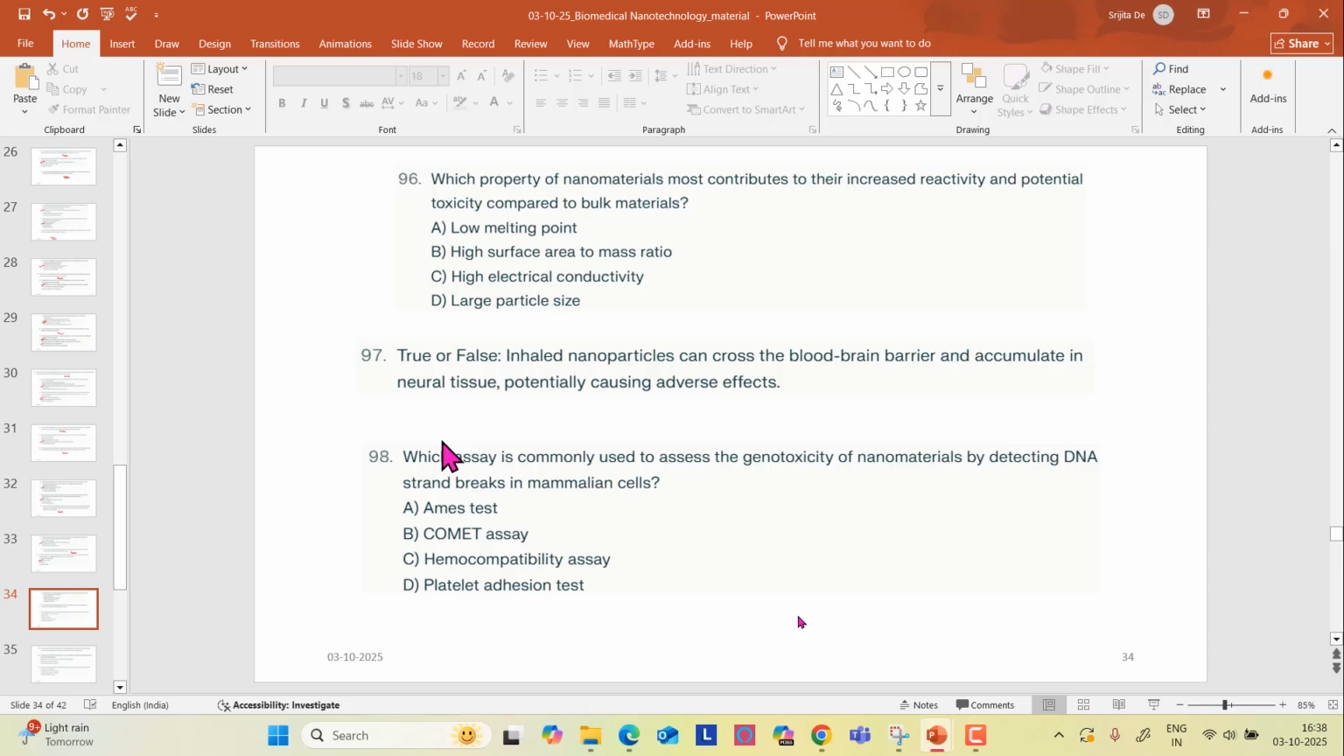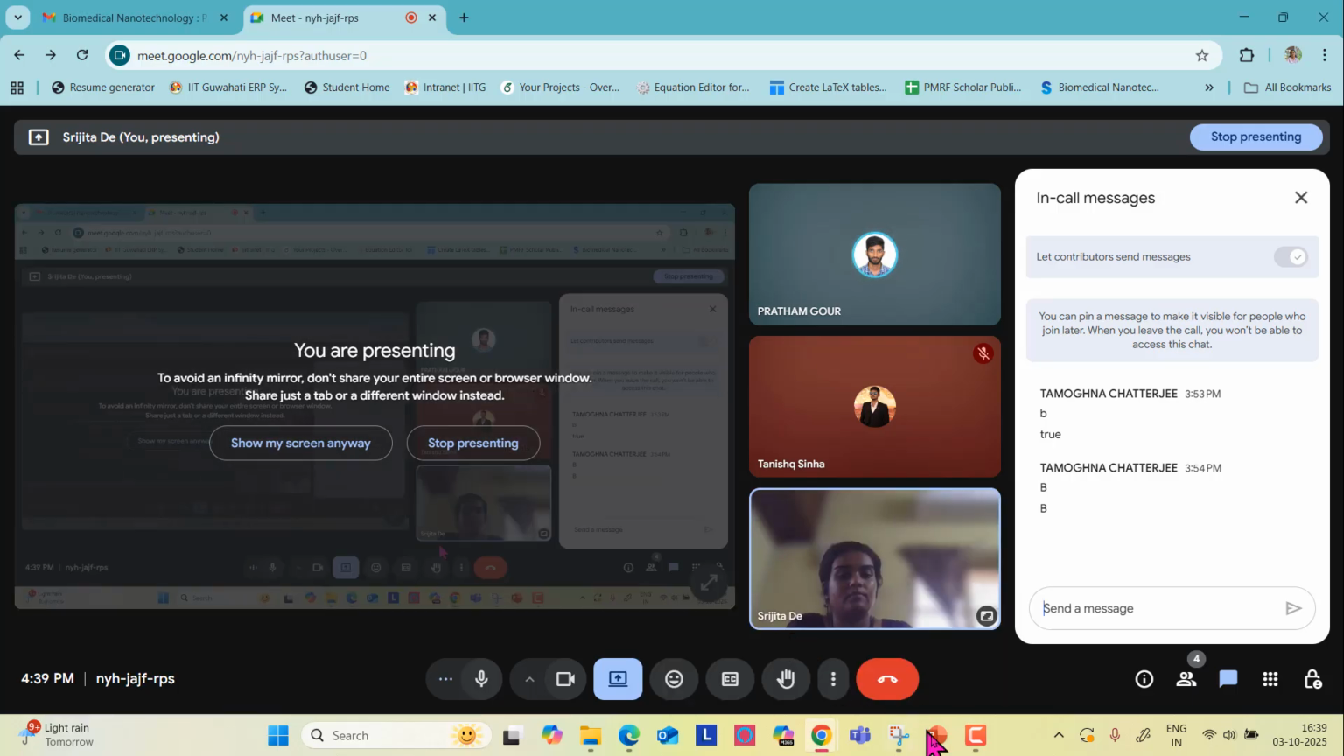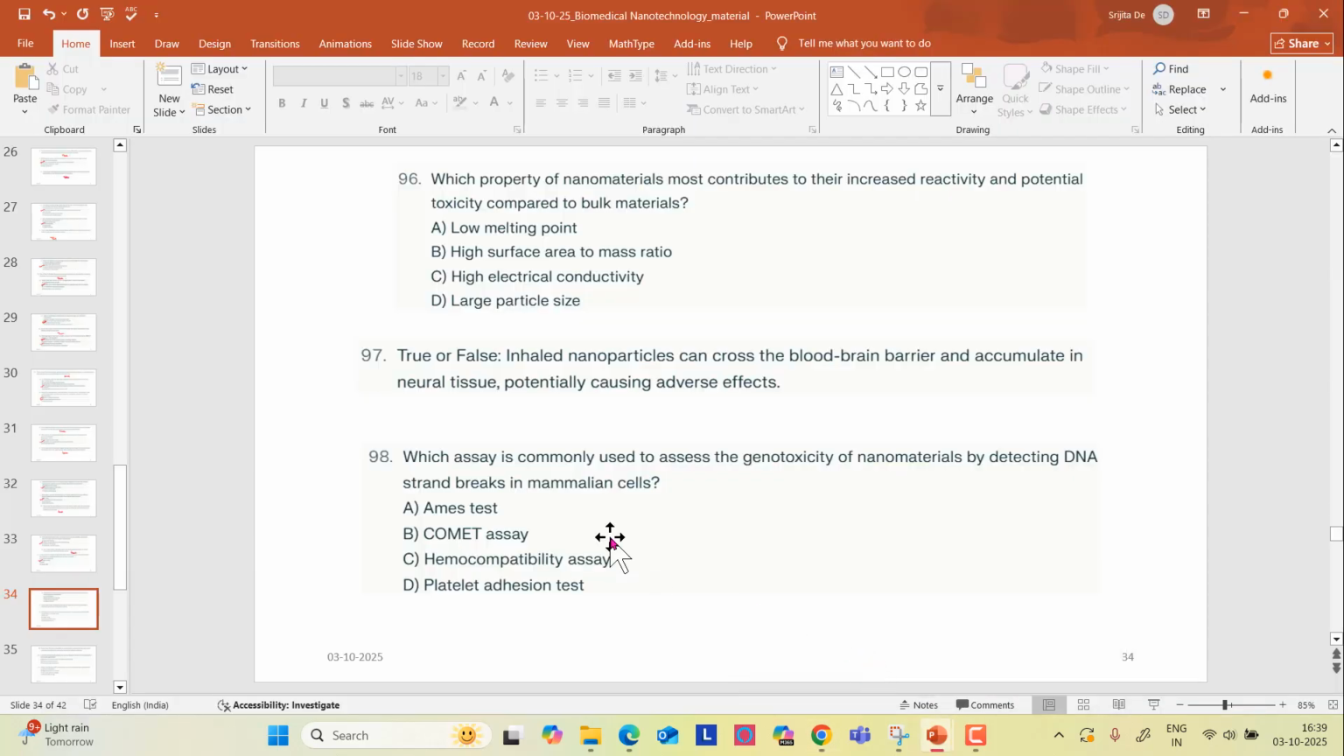Which property of nanomaterials most contributes to their increased reactivity and potential toxicity compared to bulk materials? Yes, Option B. It is the high surface to volume ratio. That is the advantage for nanomaterial properties, and also the disadvantage, with increased reactivity and toxicity.